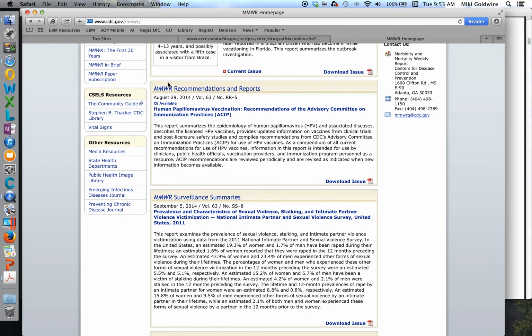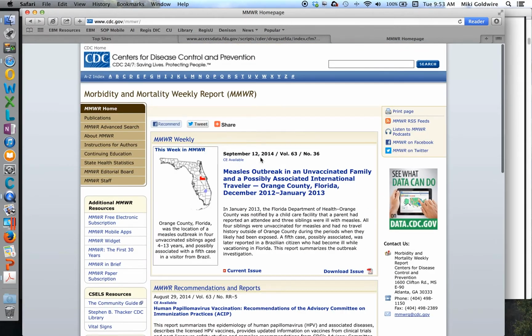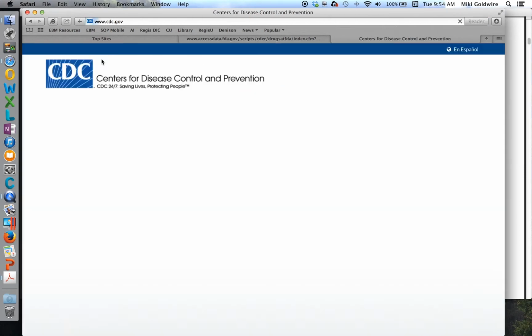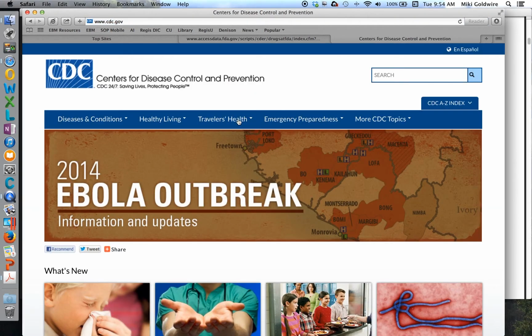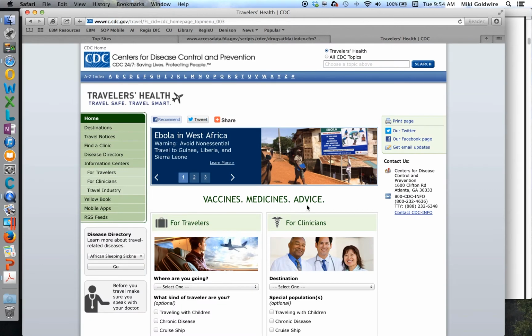So here we can see a new report out on HPV recommendations. So again, to get back home to the CDC main site, you just click the CDC button. And I did want to show you just a little bit about the travel information.